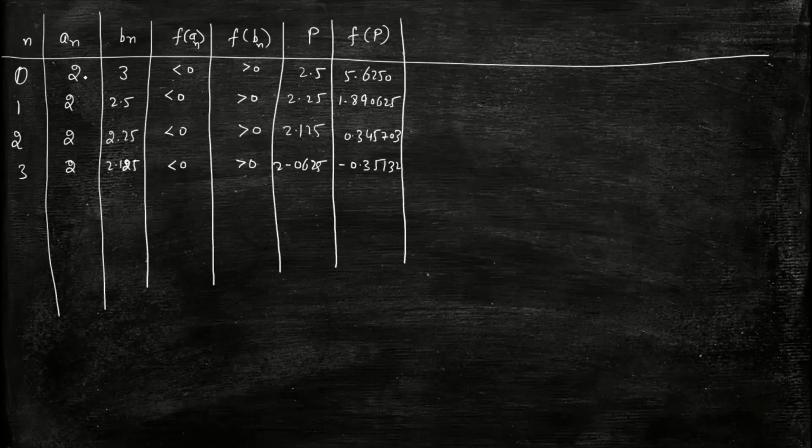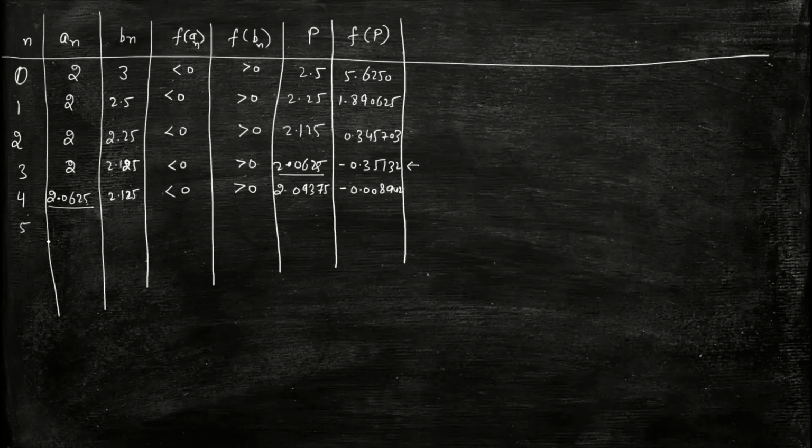So the new value of a will be replaced by p. At iteration number 4, a is 2.0625 and b remains as it is. Here a was 2.0625 and f of this value is less than 0, so this will be less than 0 and this will be greater than 0. The midpoint will be 2.09375 and the function value at this point is minus 0.008942, which we can see is very close to 0 in comparison to the previous iteration.